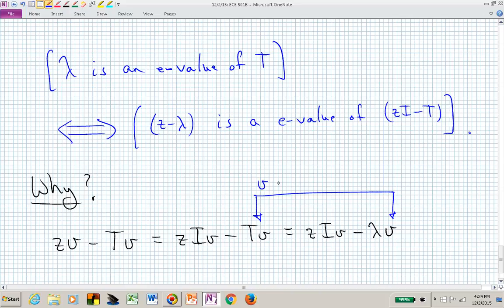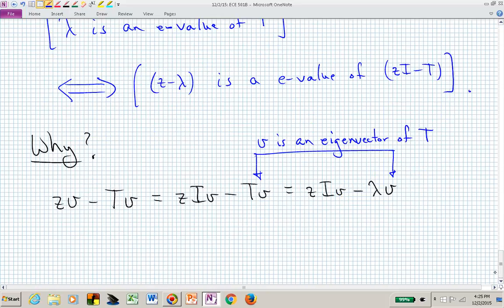Here I'm saying v is an eigenvector of t. And on the right-hand side, I can now just collapse or no longer keep that identity map in between the scalar z and the vector v. Now I have two scalars, z and lambda, that I can factor out of the vector v. I can now say this is z minus lambda times v.